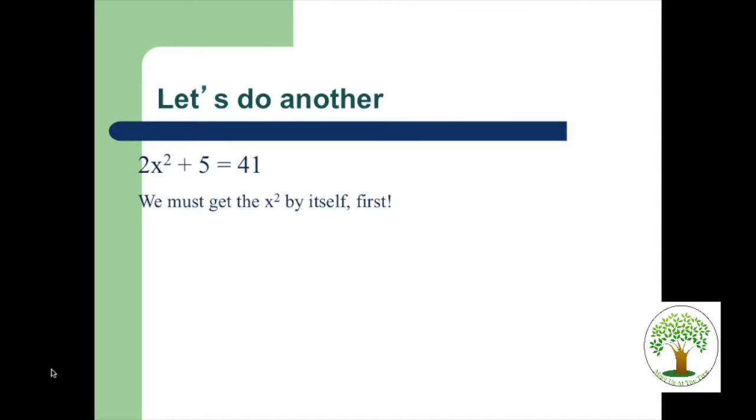And when I take 41 minus 5, I get 36. Is that what you guys got? And then we need to get the 2 over. Divide by 2. So when I did all that, I had x squared equals 18. Are you guys with me on that part?